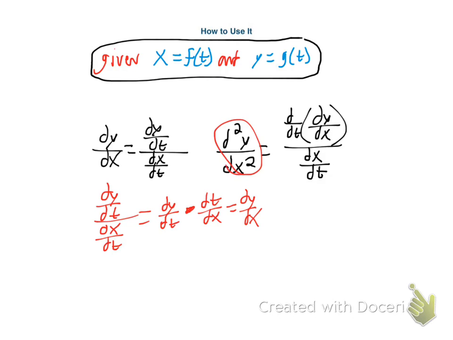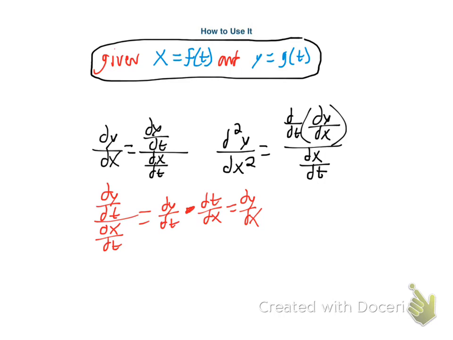And then you have the second derivative here, and this is the way we compute the second derivative for parametric functions. The numerator there, you're taking the derivative with respect to t of the derivative of y with respect to x. So these are the ways we do the first and second derivatives. Of course, this means that your answers will be in terms of t, right?